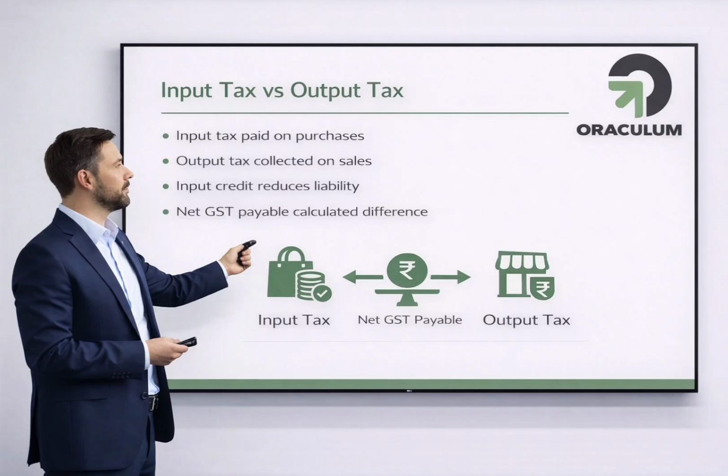Input tax and output tax under GST. Output tax is GST collected on sales. Input tax is GST paid on purchases. Businesses claim input tax credit to reduce liability. The net GST payable is the difference between output tax and eligible input tax credit.